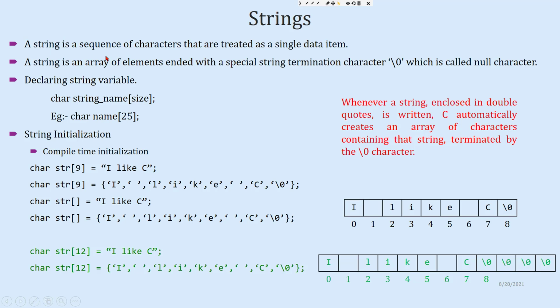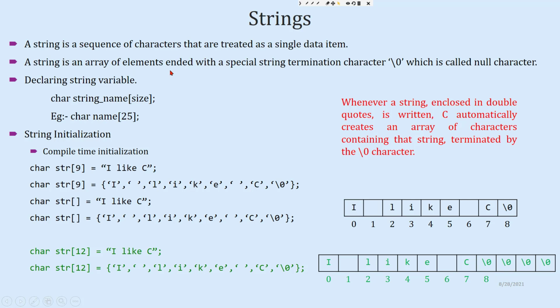So a string is a sequence of characters that are treated as a single data item. Here that group of characters is considered as a single data item, and that is called a string.